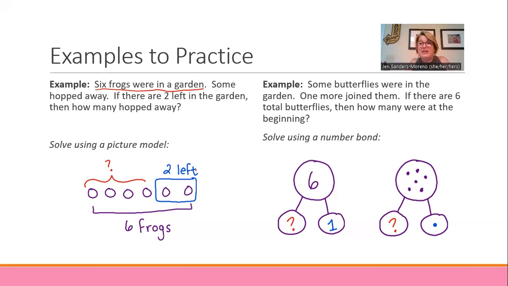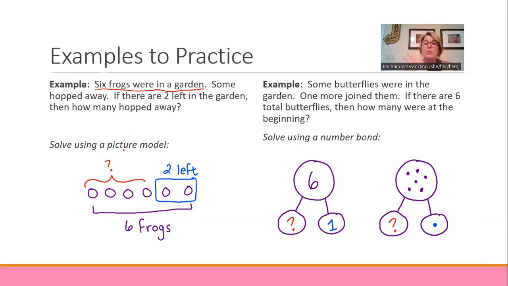You might have some students asking, how did you know it was those? How did you know it was the last 2? You can choose which 2. I just need students to circle and identify 2 that are left. So these are the 2 that are left. So now we can see that 1, 2, 3, 4. So 4 is the answer of how many hopped away.